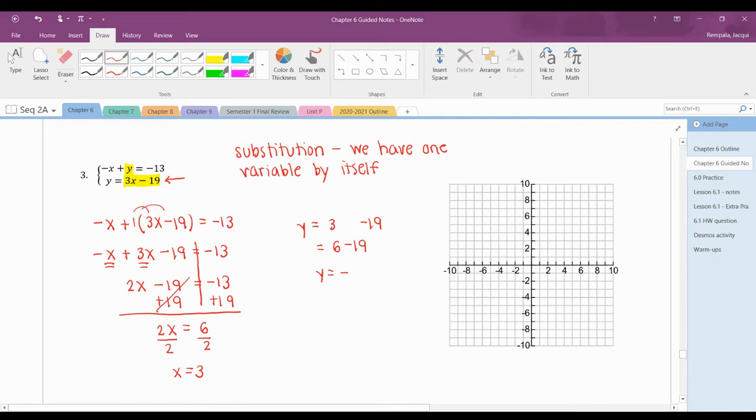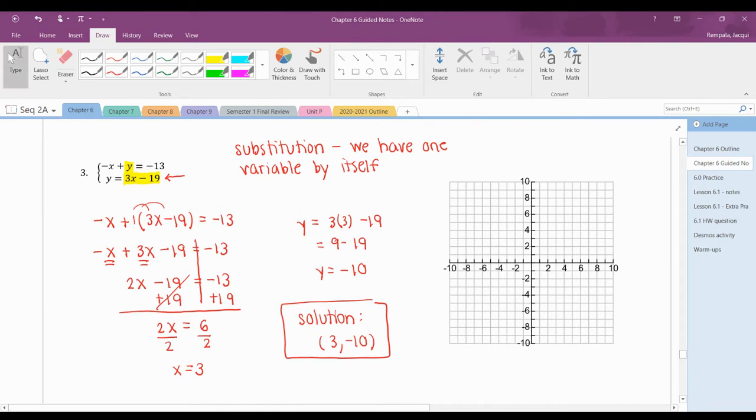Did I mess up? No, sorry. This should be a 3, not a 2. I'm sorry. So that's 3. This is really 9 minus 19, which will give us a -10. So my solution, as an ordered pair, is (3, -10). So that's how you choose the best method.